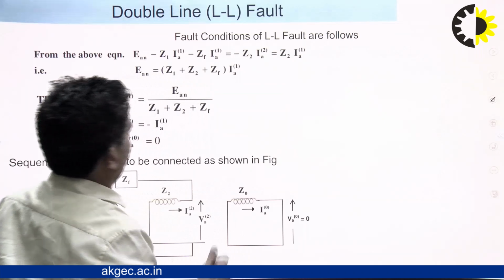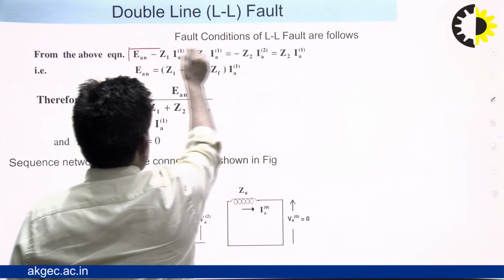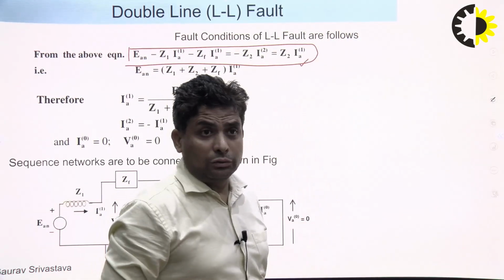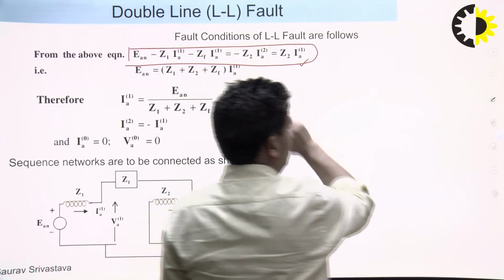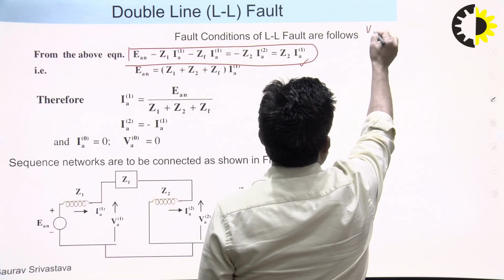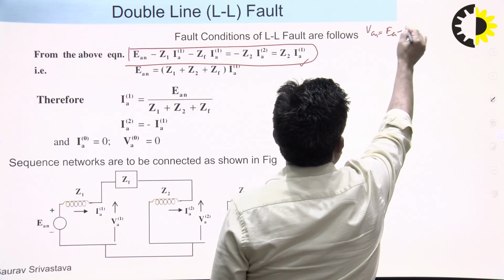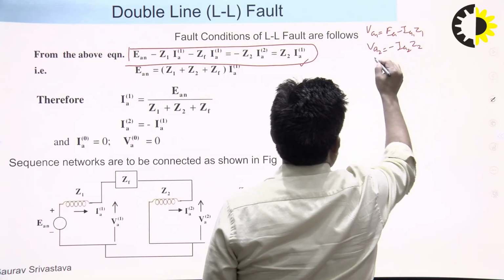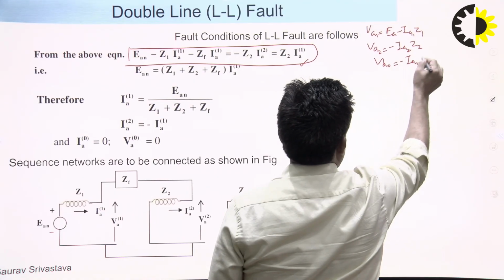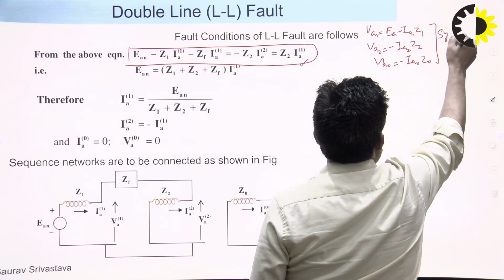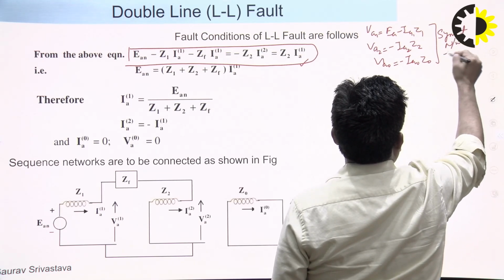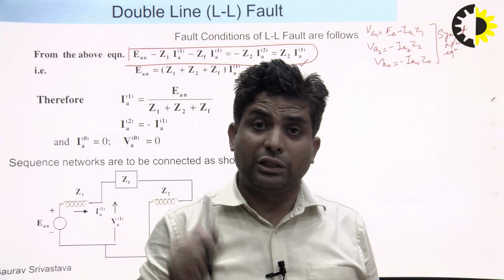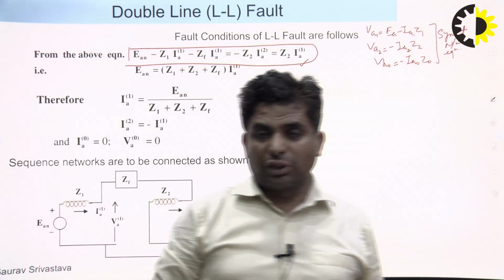So now from the above equation, just put this value, because we know the symmetrical sequence network equations: Va1 is equal to Ea minus Ia1 Z1, Va2 is equal to minus Ia2 Z2, and Va0 is equal to minus Ia0 Z0. These equations are known as the symmetrical network equations. Already we have defined and derived these equations from the symmetrical networks, and these equations can be used for the calculation of the fault current.